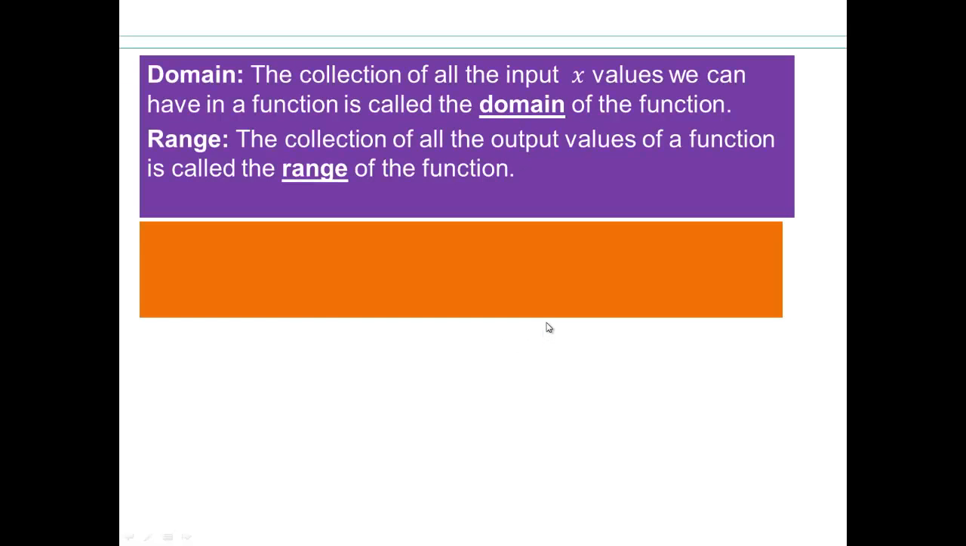And so the collection of all the input x values we have is called the domain of the function. And the collection of all the output values of a function is called the range of the function. So domain is all the inputs, range is all the outputs.